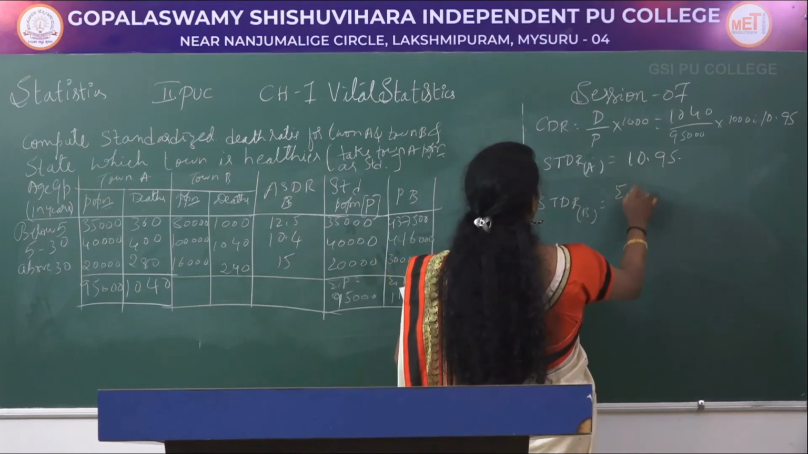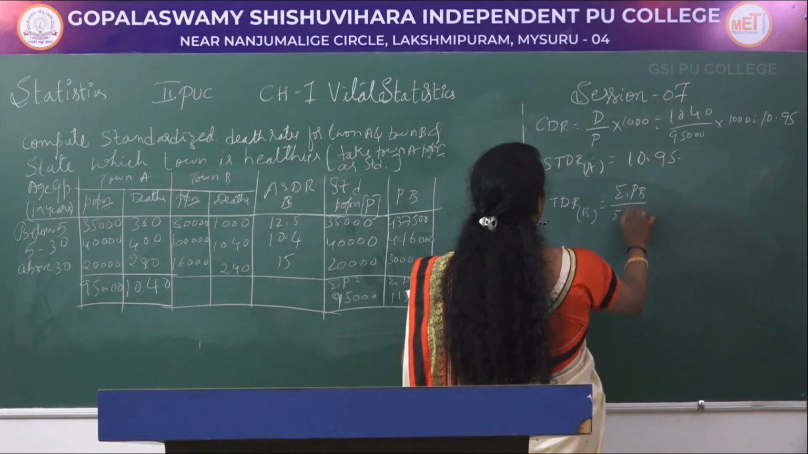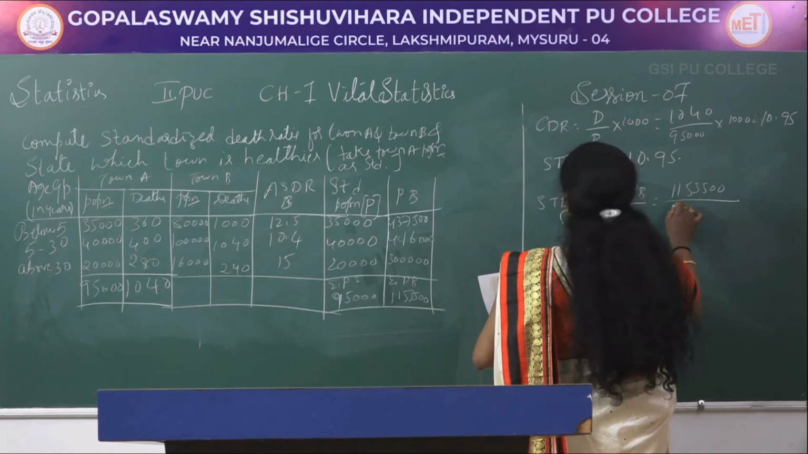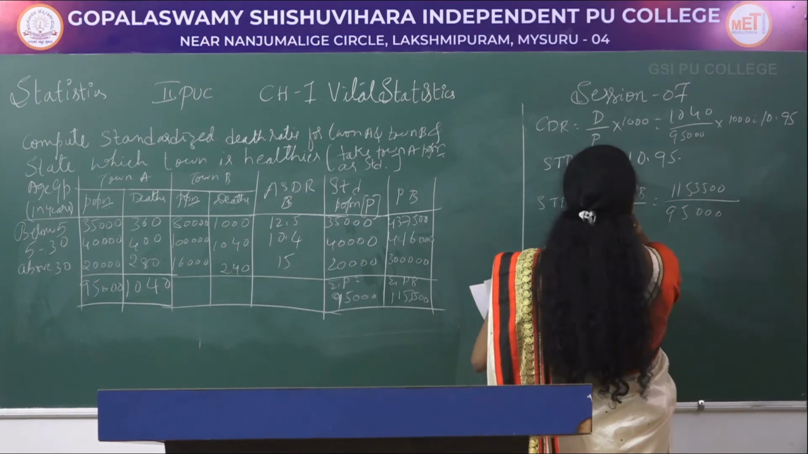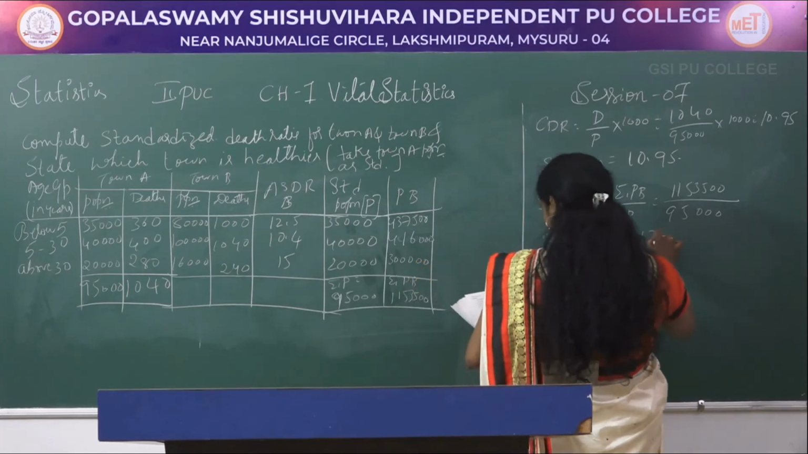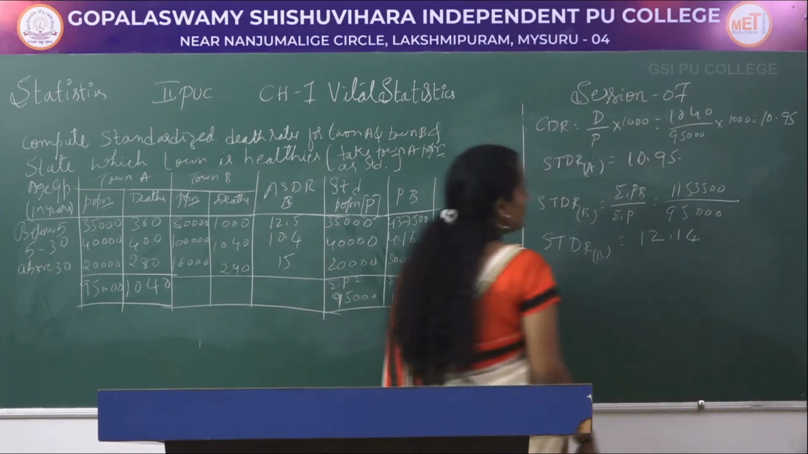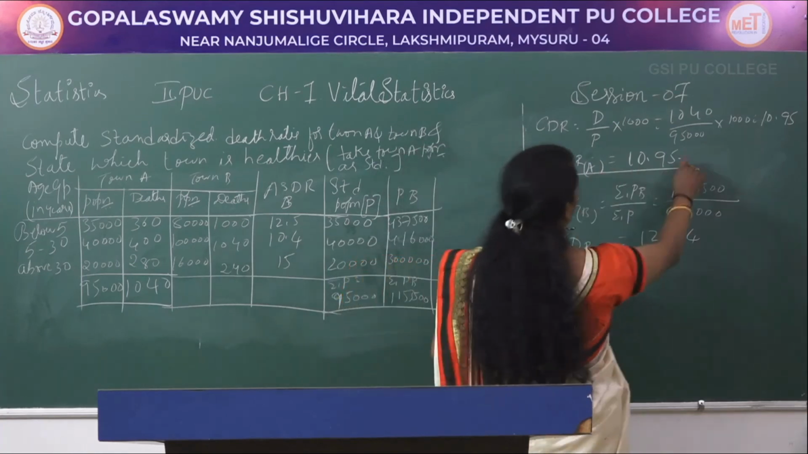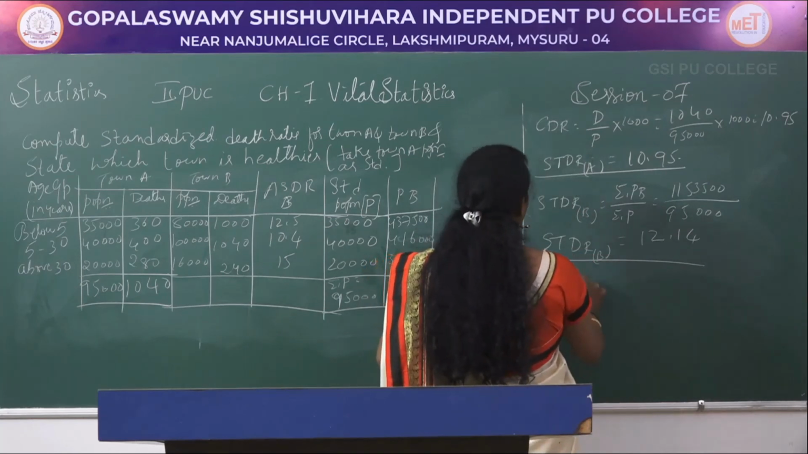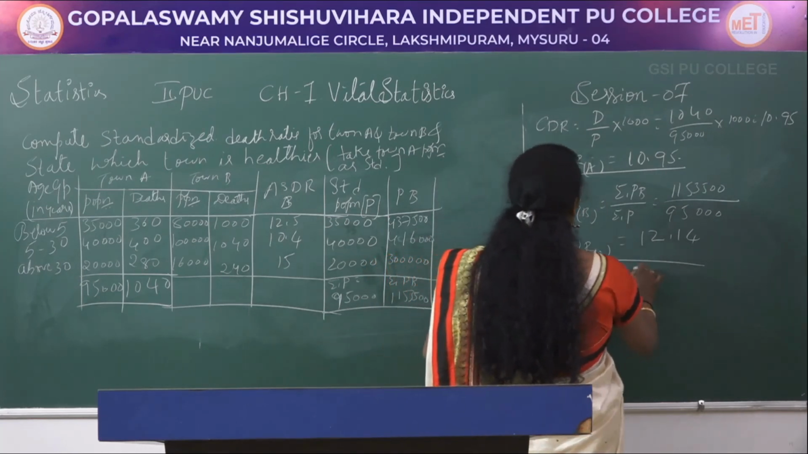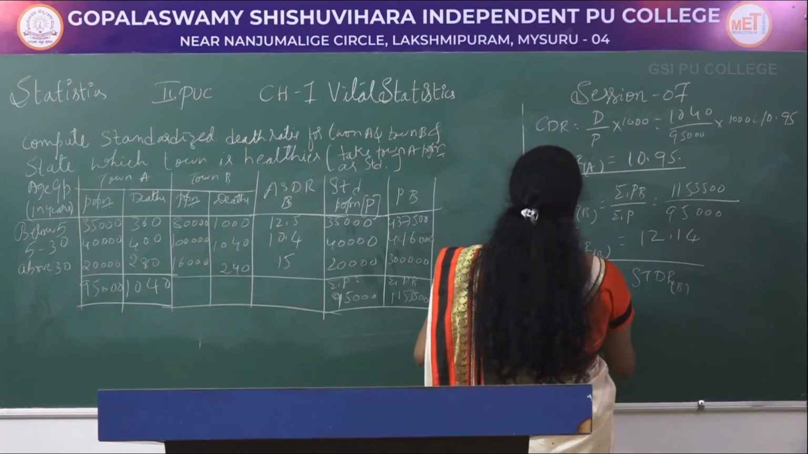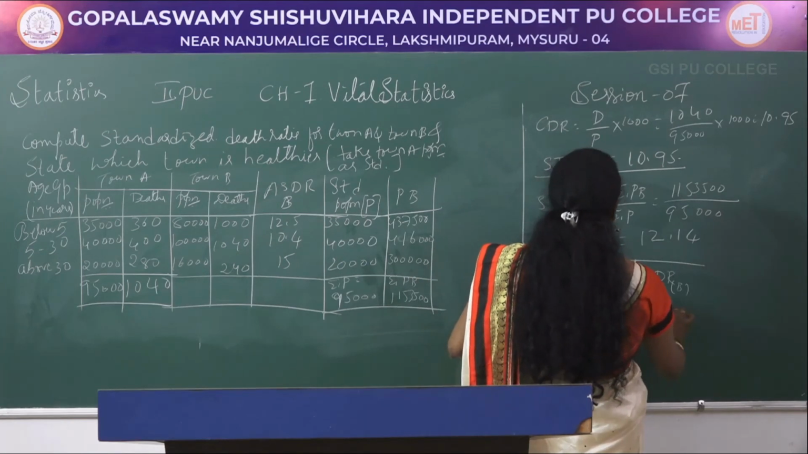Now you find the standardized death rate for town B. It is summation of PB divided by summation P. This is 11,535,000 divided by 95,000, and the standardized death rate for town B is 12.14. So the death rate for town A is 10.95 and for B is 12.14. STDR for town A is less than STDR of town B. Therefore, town A is more healthier.